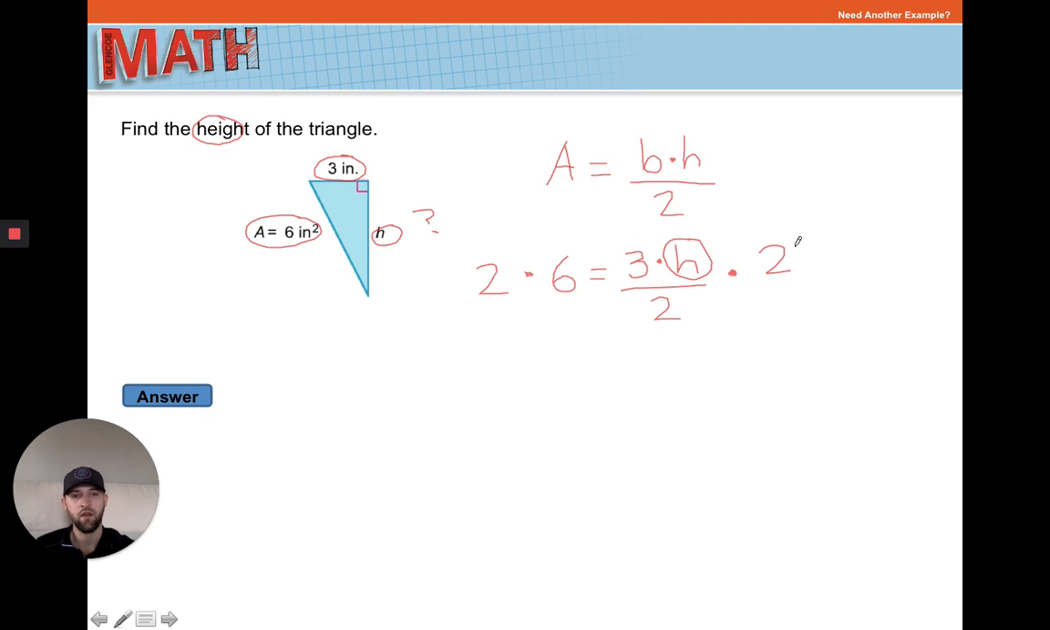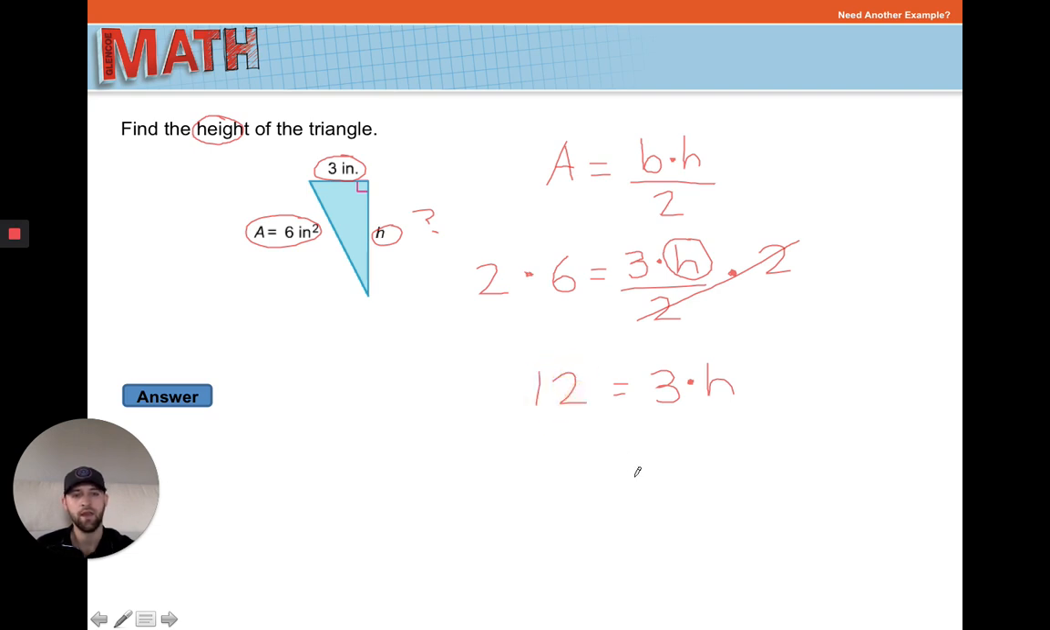This is where it possibly can get a little confusing for you, but we're canceling these 2's out. Remember, 2 divided by 2 is just 1. They cancel each other out. So now I'm just left with 3h, 3 times h. My 2's went away because they cancel each other out. I've got to simplify a little bit on this side. 2 times 6, that equals 12.